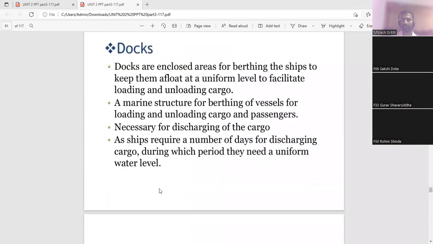What are those? Docks, you have seen. Docks are the enclosed areas for berthing of ships to keep them afloat at a uniform level to facilitate loading and unloading of cargo. A dock is an enclosed area where berthing of ships can take place, at a uniform level, to facilitate loading and unloading of cargo. Yes, a dock is a marine structure. Marine means the structure which is there under water. It is called a marine structure.